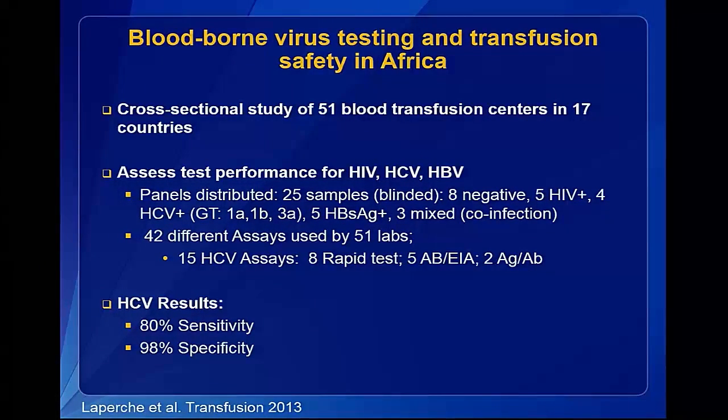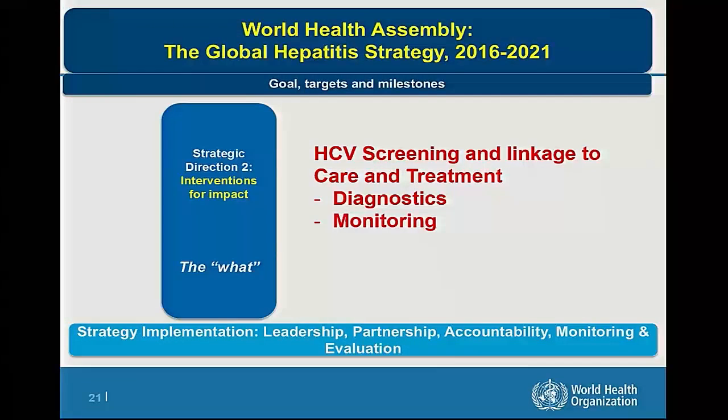This evaluation looked at 51 blood transfusion centers in 17 countries, and at the bottom you see they tested for HIV, HCV, and HBV, but their results showed an 80% sensitivity for the panels, suggesting that one out of five HCV-infected units are probably getting transfused. So we have some work to do, and this is in places that are pretty heavily supported by PEPFAR and the Global Fund. Again, just looking at some of the challenges we have globally.